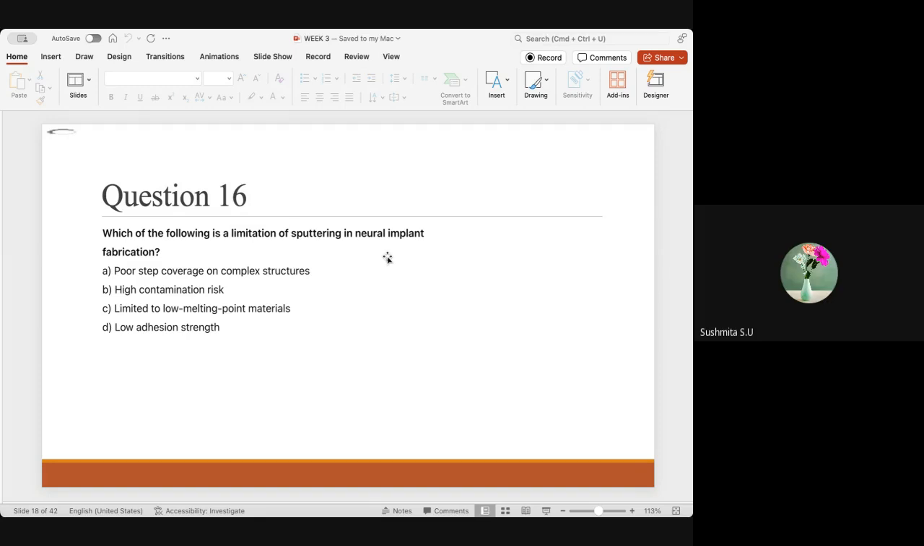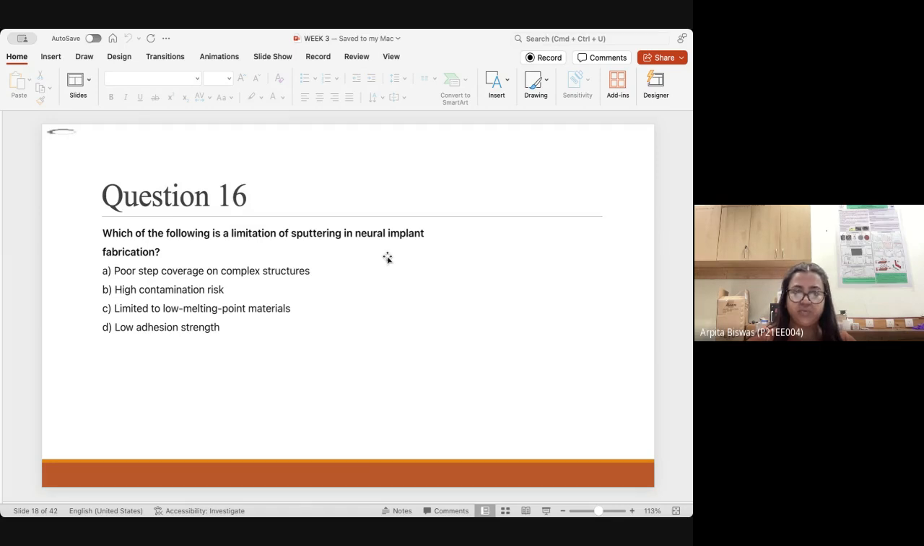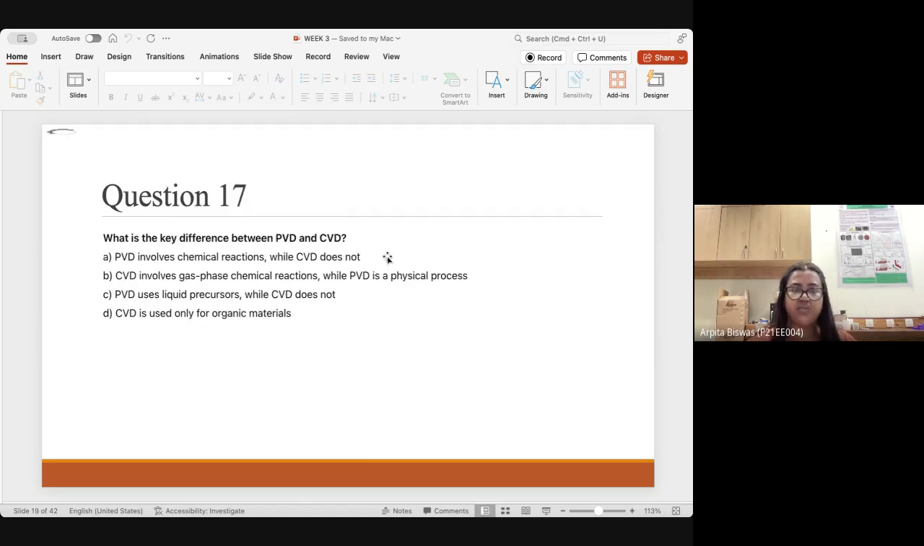Ma'am, coating should be uniform in sputtering, so option A will be correct, I think. Yes, option A is the correct option, for step coverage and complex structures. So next we are moving toward question number 17.